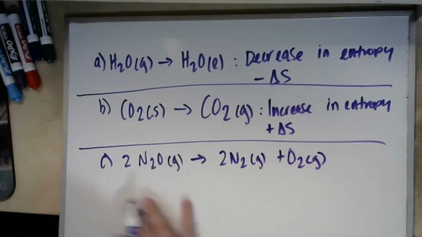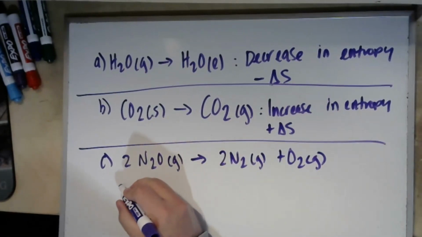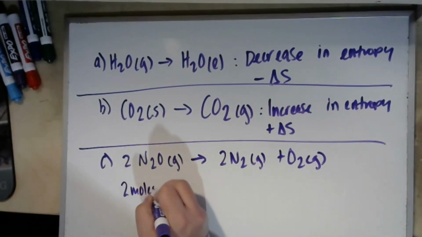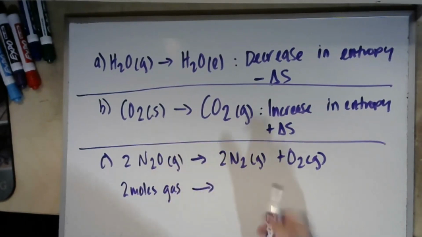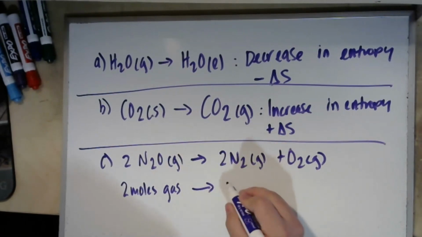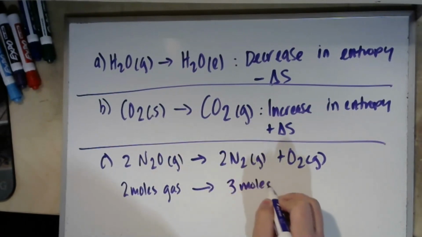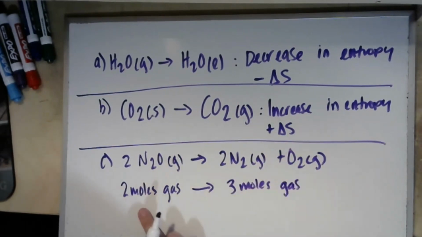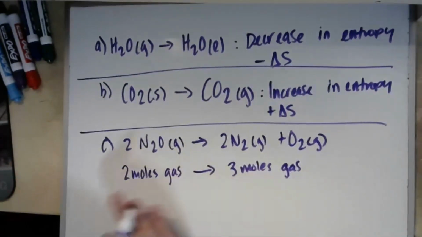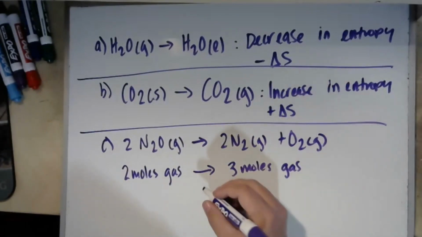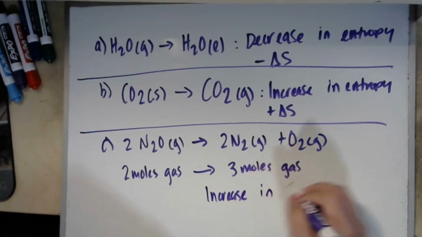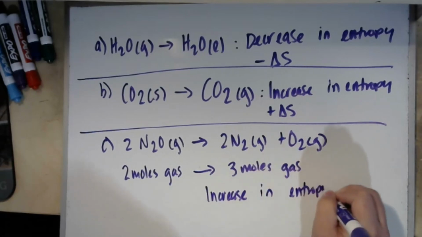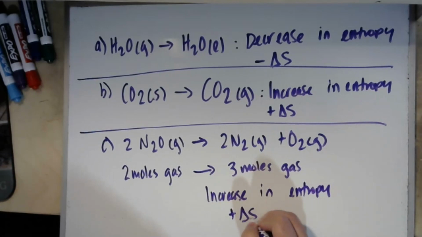Okay, for this reaction that's occurring, we're going from a reactant side where we have 2 moles of gas. And on the product side, we see that we have 3 moles of gas. Okay, so movement in this direction, increasing the number of moles of gas from the reactant side to the product side, that indicates an increase in entropy, which is a positive delta S value.